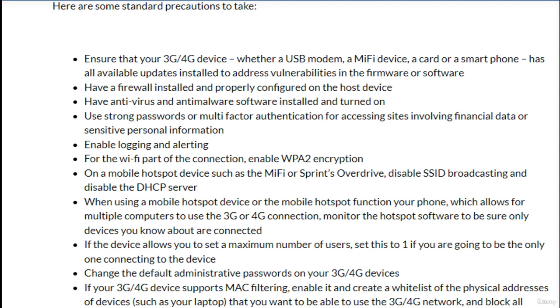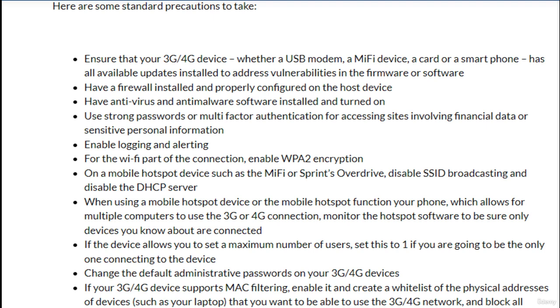Enable WPA2 encryption on a mobile hotspot device such as the MiFi or Sprint's Overdrive. Disable SSID broadcasting and disable the DHCP server. When using a mobile hotspot device or the mobile hotspot function on your phone, which allows multiple computers to use the 3G or 4G connection, monitor the hotspot software to be sure only devices you know about are connected.